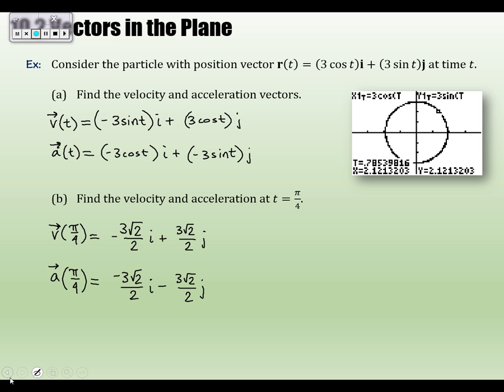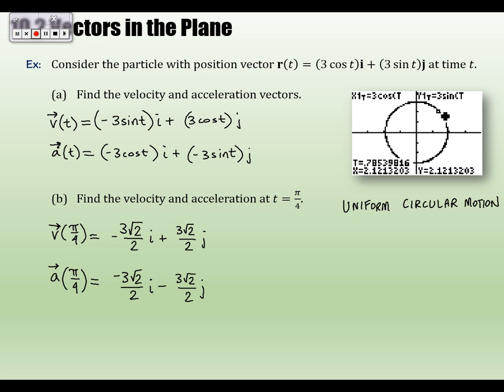This is called uniform circular motion. I don't know if you've studied uniform circular motion, but it's a topic that you would encounter in the physics class. And so what do you know about uniform circular motion?